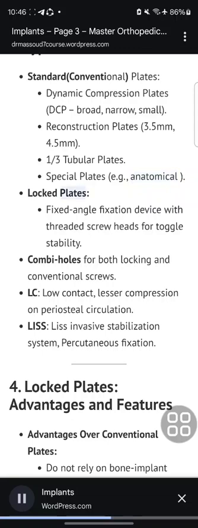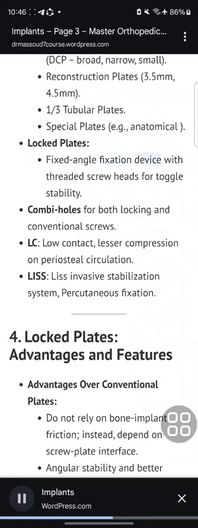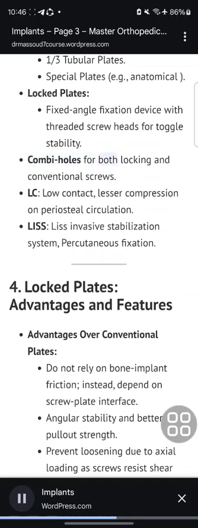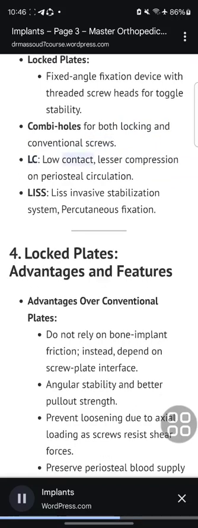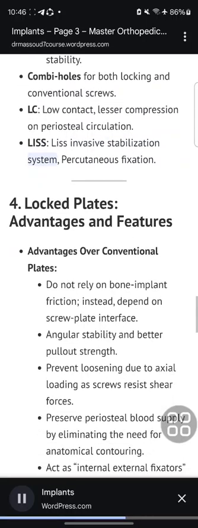Lock plates: fixed angle fixation device with threaded screw heads for toggle stability. Combi holes for both locking and conventional screws. LC: low contact, lesser compression on periosteal circulation. LISS: less invasive stabilization system, percutaneous fixation.